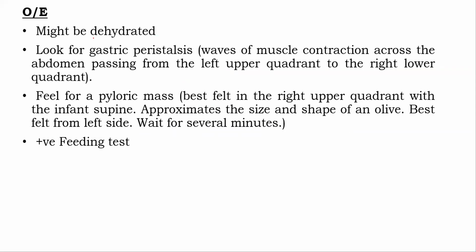On physical examination, you might find the child is dehydrated. When you do an abdominal exam, you can see gastric peristalsis, which is a wave of contraction across the abdomen coming from the left upper quadrant to the right lower quadrant, like this. So you can see a visible peristaltic wave across the abdomen. You can also feel a pyloric mass, and the mass will be the size and shape of an olive. So an olive-shaped mass can be felt in the right upper quadrant.